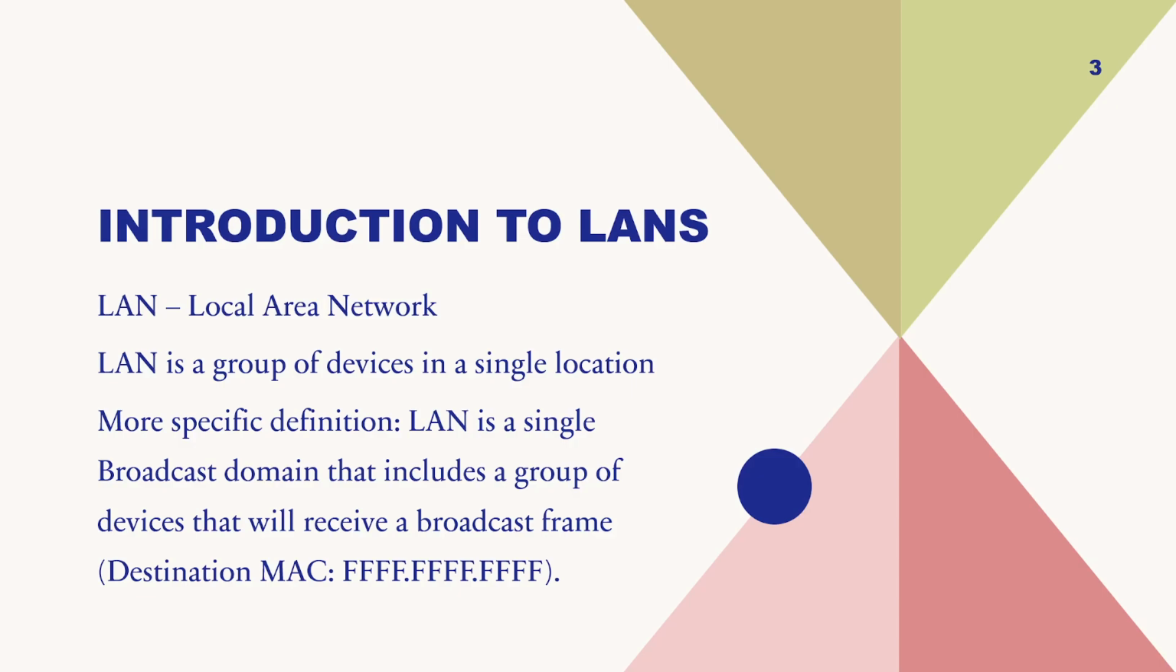A more specific definition regarding networking is that a LAN is a single broadcast domain that includes a group of devices that will receive a broadcast frame with the destination MAC of all Fs. Meaning, let's say in the last video where we did the ARP request and ARP reply, a broadcast domain would be a group of devices that will receive that ARP request, which is all Fs. That is a LAN. So let's give an example of what a LAN is and how it looks in a general network.